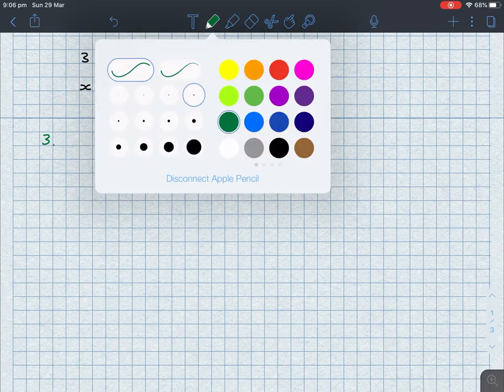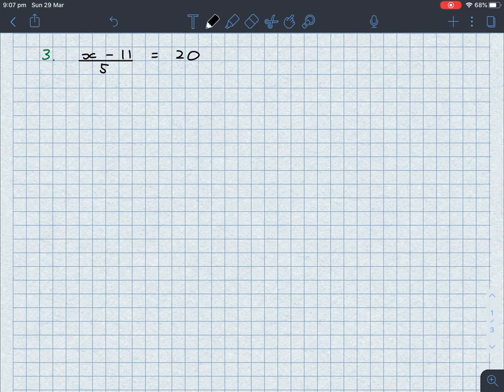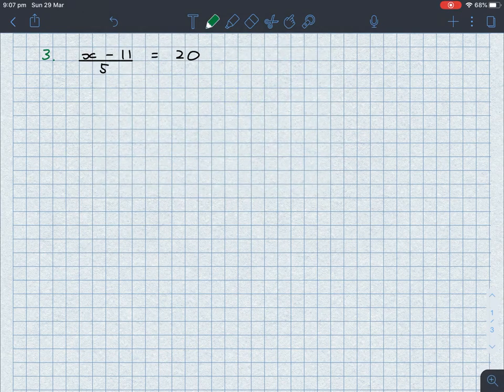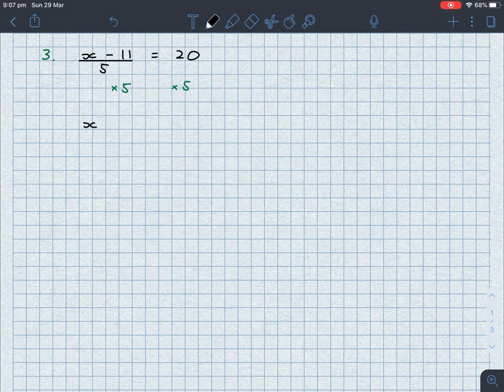Example 3 is when we have a plus or minus in the numerator of our fraction. So I'm going to do x minus 11 all over 5 equals 20. Now, here we don't really have a choice. We can't do anything with this numerator until the denominator's gone. So I'm going to start by multiplying both sides by 5. That leaves me with just the numerator on the left, and then 20 times 5 is 100 on the right.